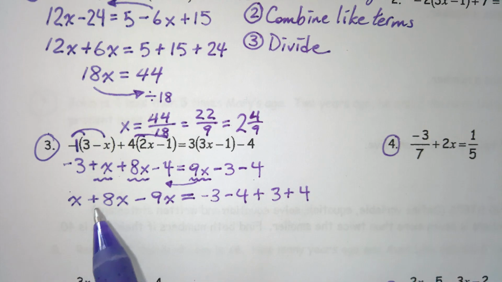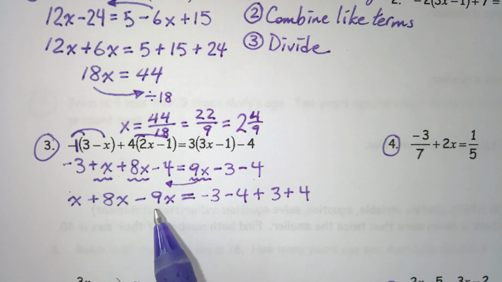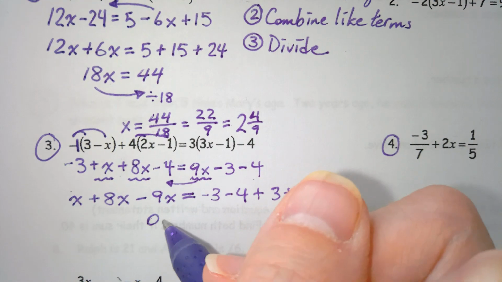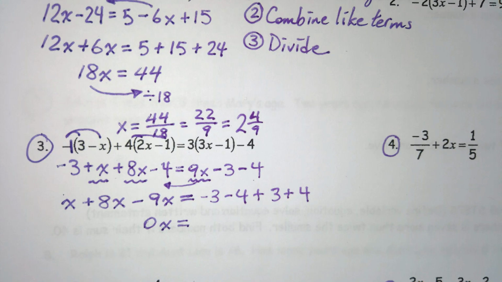Okay. This is the tricky part. So what is 1x plus 8x minus 9x? 0, right? So technically it's 0x. I know we're not used to writing 0, but I want to show this part.